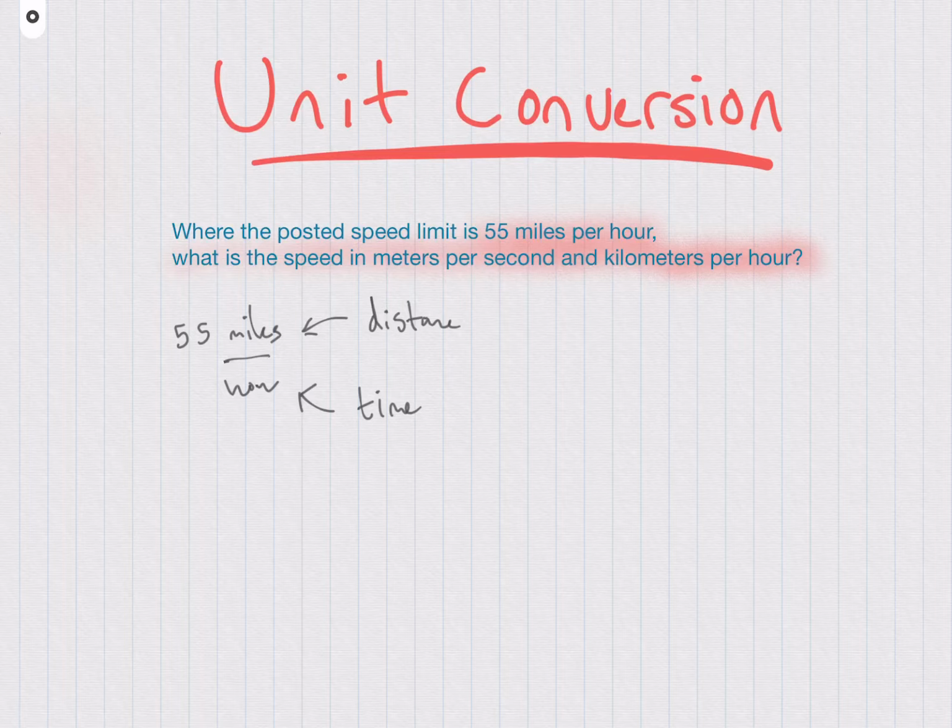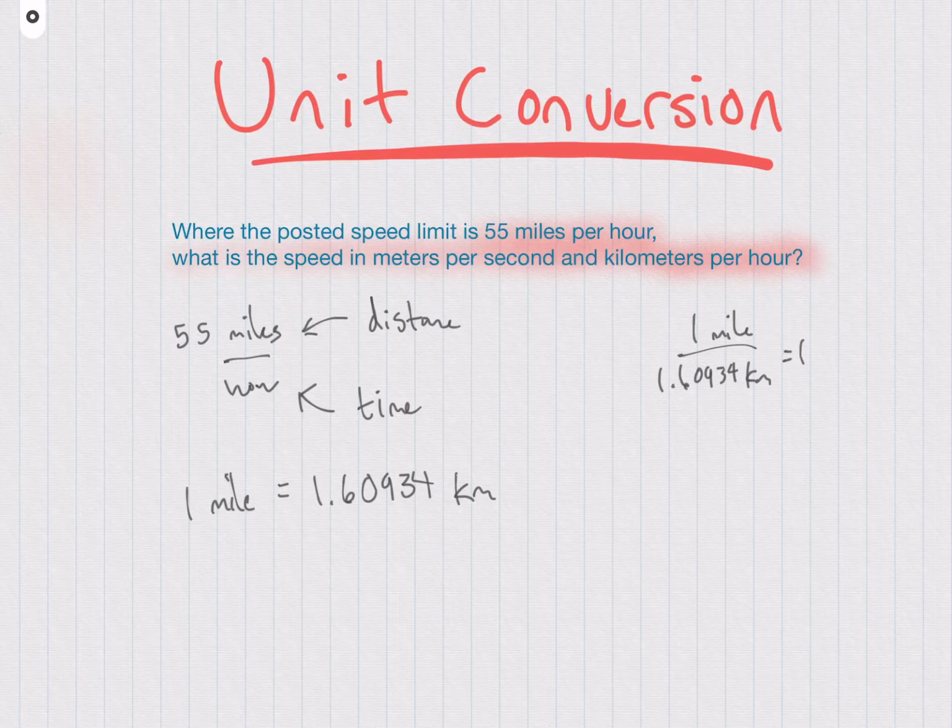Now, let's do some comparisons. If you look it up, 1 mile is equal to 1.60934 kilometers. So, if that's true, then we could say something along the lines that 1 mile divided by this number is also equal to 1.